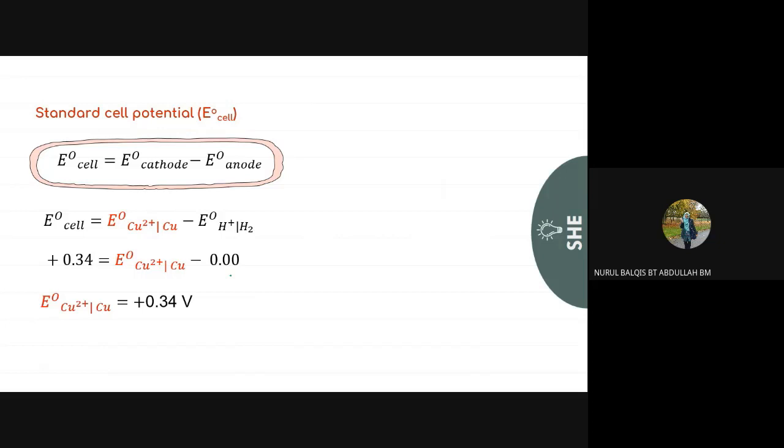So this value is positive value. They indicate they want to perform reductions or oxidation. Kalau positif, kurang elektron. Dia akan accept.